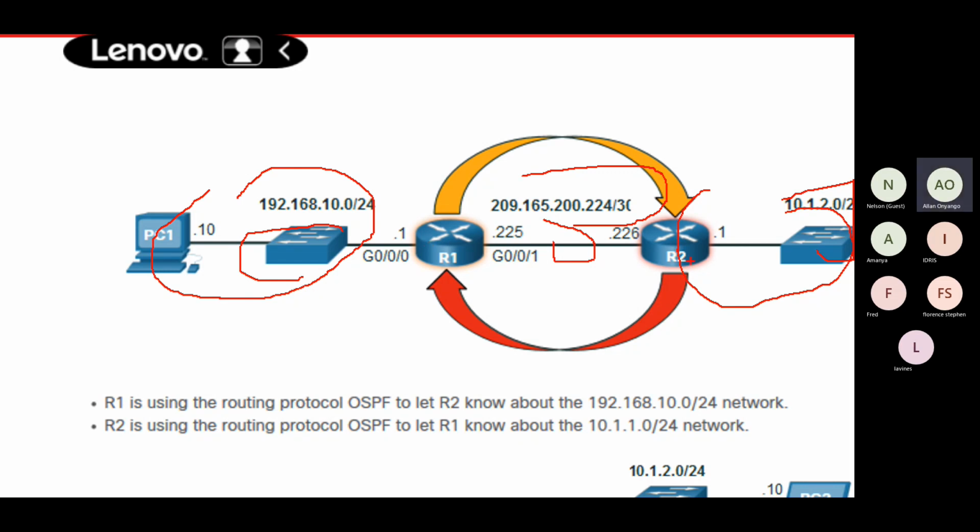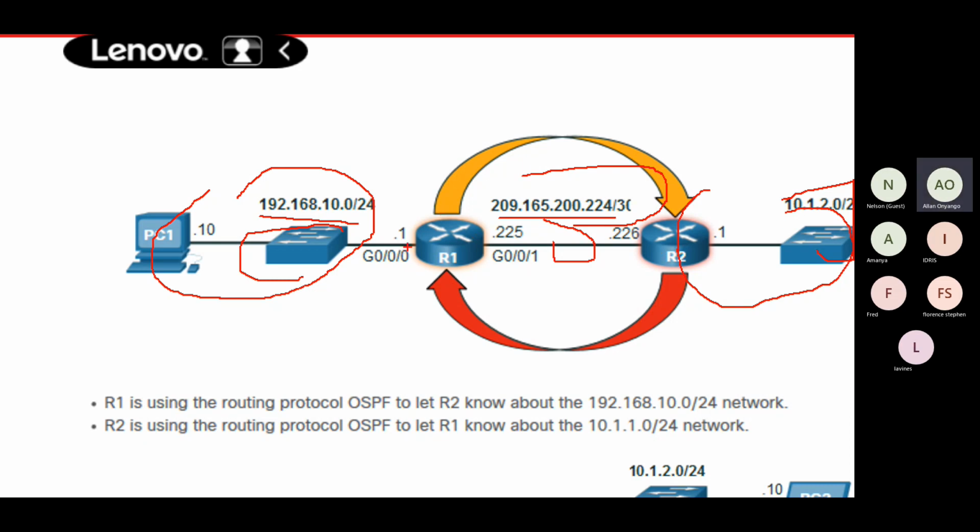R1 will tell R2, Mr. R2, I know how to reach two networks. I can reach network 192.168.10.0. It is directly connected to me. I can also reach network 209.165.200.224. That one is also connected to me. I can show you how to reach them.